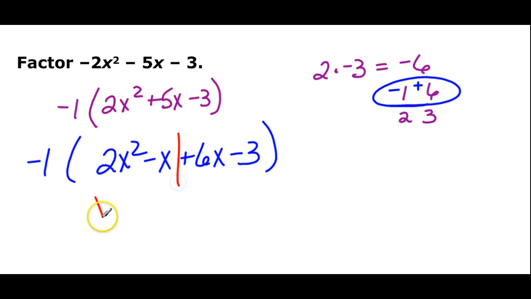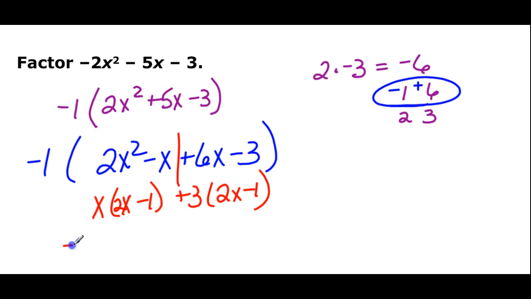Cut this in half. These have an x in common, which is going to give me a 2x minus 1. These have a 3 in common, which is going to give me a 2x minus 1. So this is going to be -1, 2x minus 1, x plus 3, and that is it.